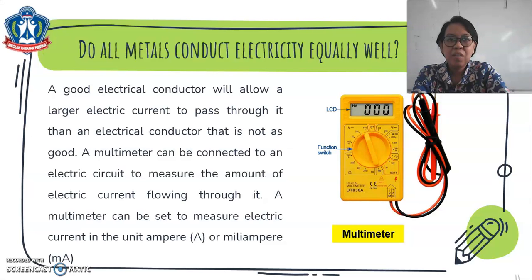Do all metals conduct electricity equally well? A good electrical conductor will allow a larger electric current to pass through it than an electrical conductor that is not as good. A multimeter can be connected to an electric circuit to measure the amount of electric current flowing through it. A multimeter can be set to measure electric current in the unit ampere or milliampere. So this is the multimeter, children. Have you seen this one? Later, you can use this one during our experiment.